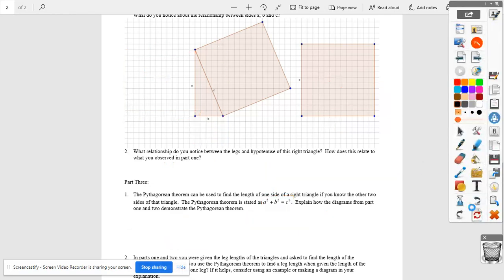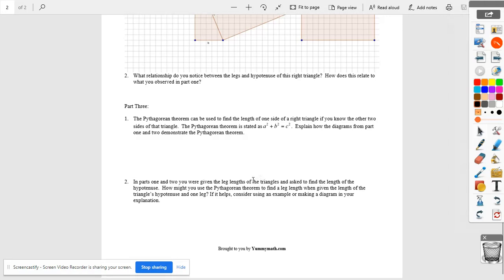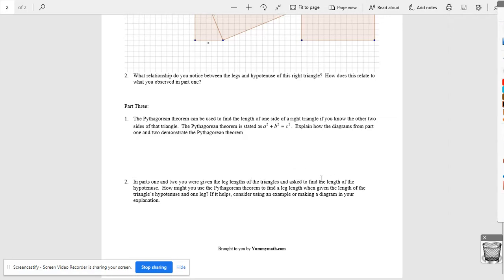Let me continue on here. It says, in parts 1 and 2, you were given leg lengths of a triangle and asked to find the length of the hypotenuse. How could you use the Pythagorean theorem to find the length when given the length of the hypotenuse and one leg? Basically, how could we use this to find a leg length if we know the hypotenuse length?